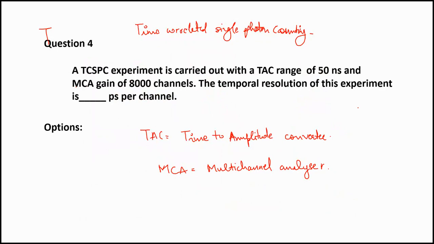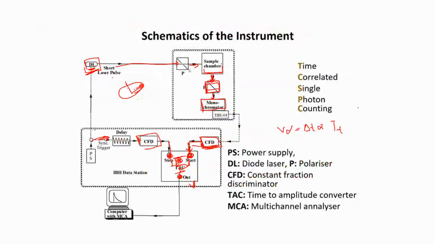Now what we are given is a TCSPC experiment. There are a few things left. The first one, this DL, is the light source. This entire part involves the sample chamber, monochromator, and so on. From this starts the detector setup. From the detector, the signal moves to the computer, where the multi-channel analyzer is used to transform that entire signal into one which we can see and study.